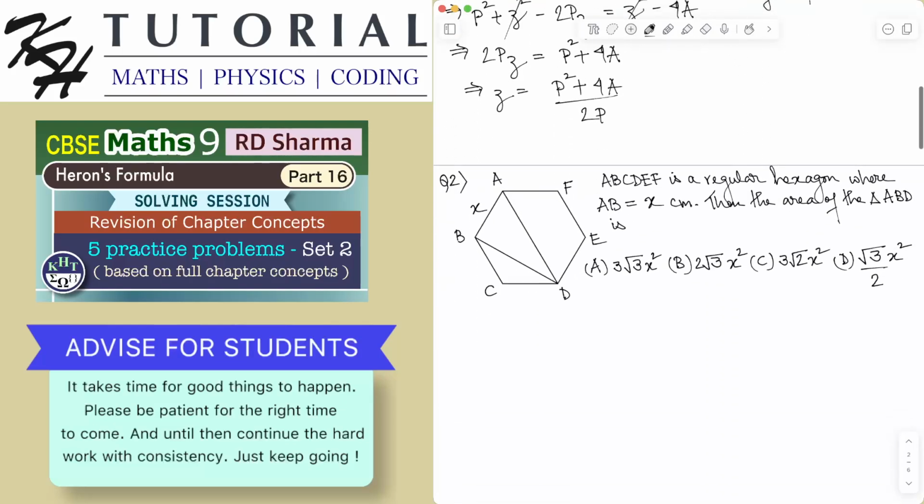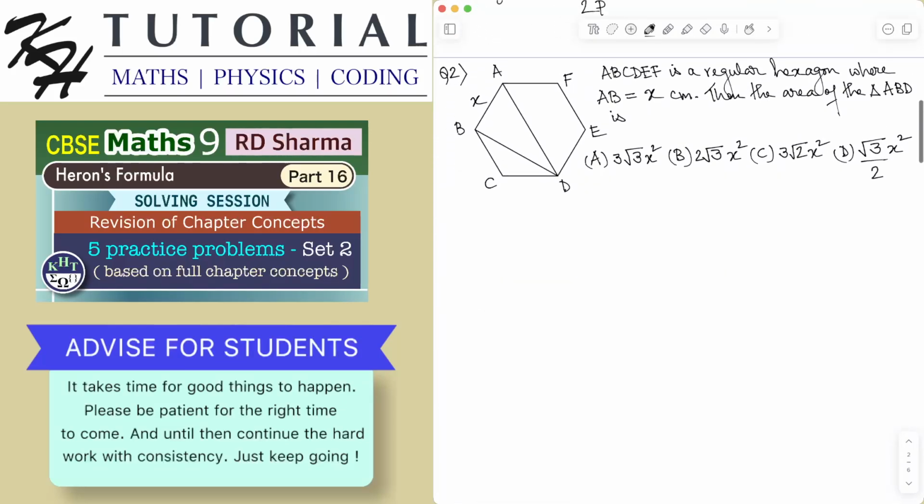Let's see the next question. Question number 2. ABCDEF is a regular hexagon where AB is equal to x. Then the area of the triangle ABD is.